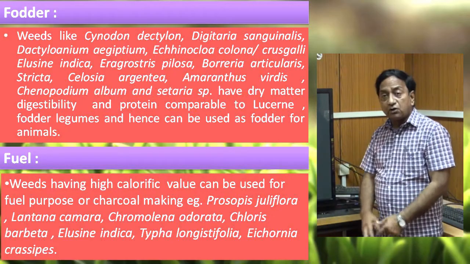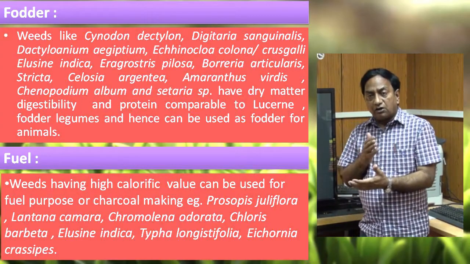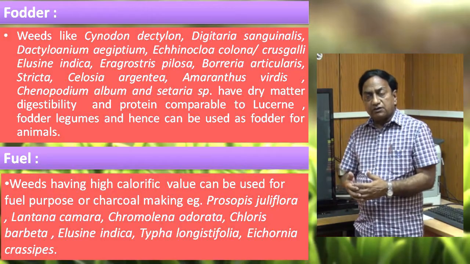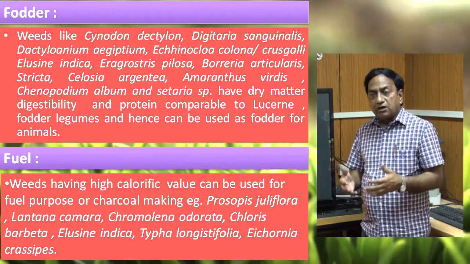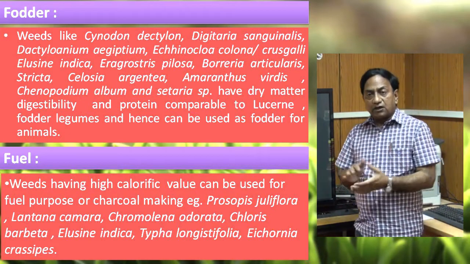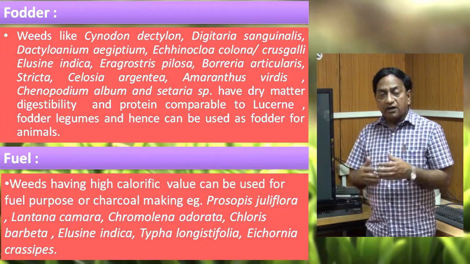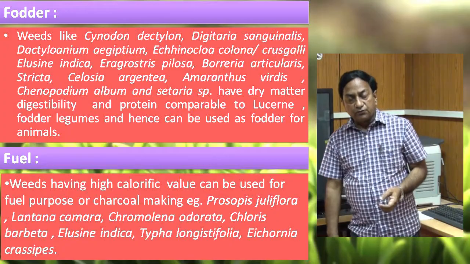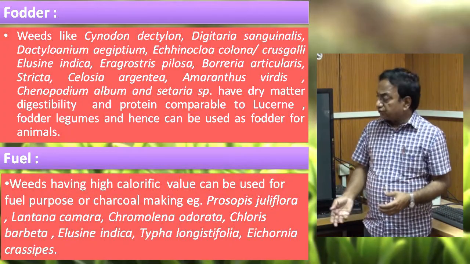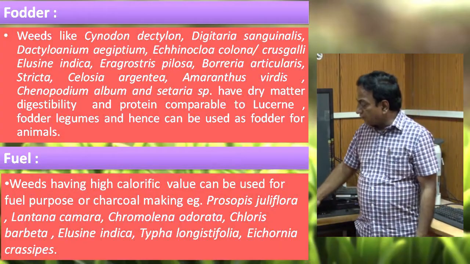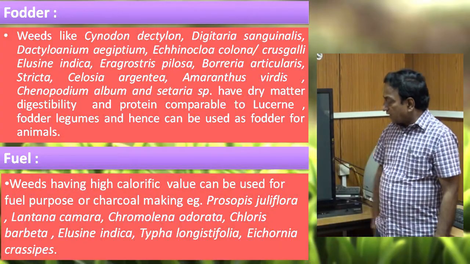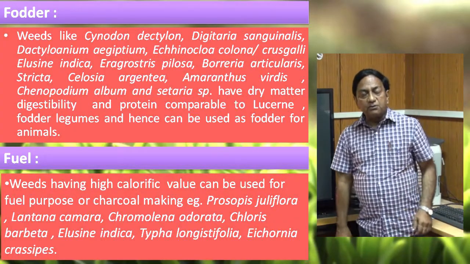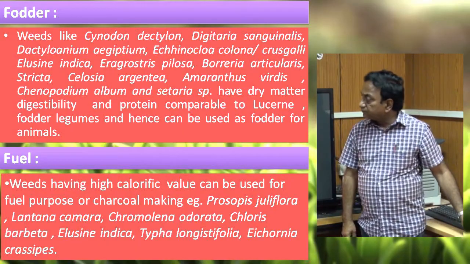For example, Prosopis juliflora. Prosopis juliflora is also very useful, and it is found in the dry region, and most of the people of that region collect the underground rhizome of Prosopis juliflora and utilize it as a food product. Besides, it can also be utilized as a fuel, and many villagers take the wood of Prosopis juliflora for their utilization as a fuel. Not only this, Lantana camara, Chromolaena odorata and Chloris barbata. So these are a number of weeds which can be utilized for fuel purposes also.